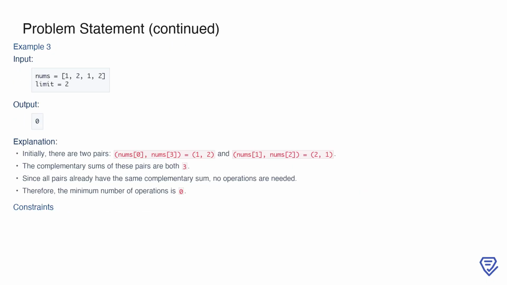Now consider nums as [1, 2, 1, 2], and limit as 2. The pairs are (1, 2) and (2, 1), and both already have a complementary sum of 3. Since no modifications are needed to equalize the sums, the minimum number of operations is 0. This example highlights a case where the array already satisfies the conditions, so no changes are required.